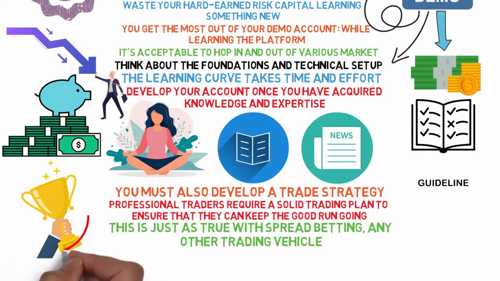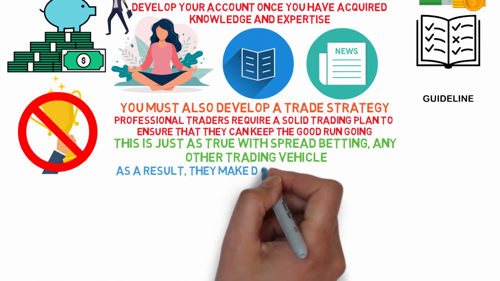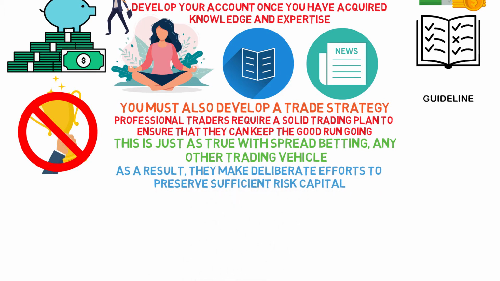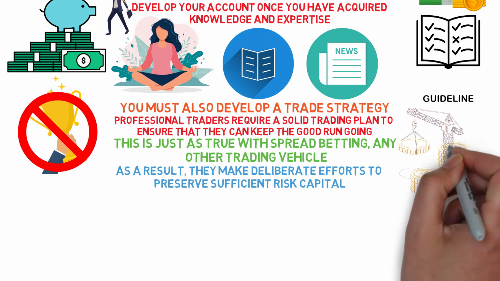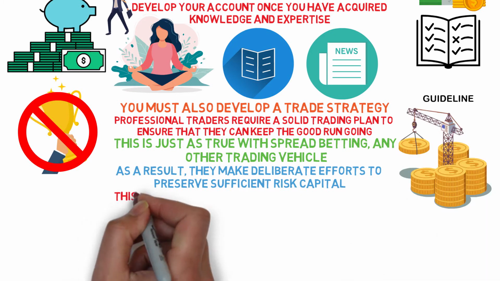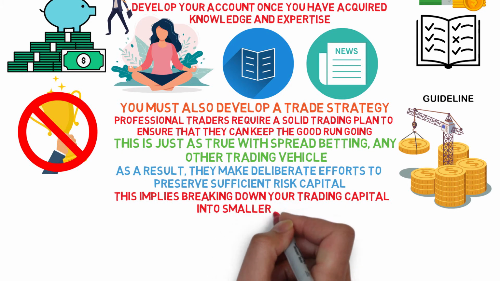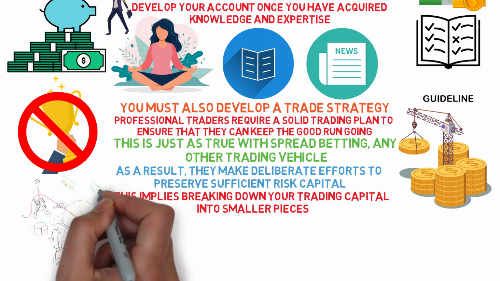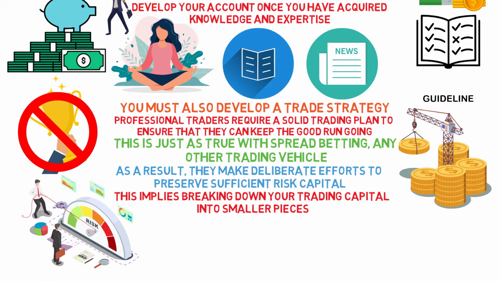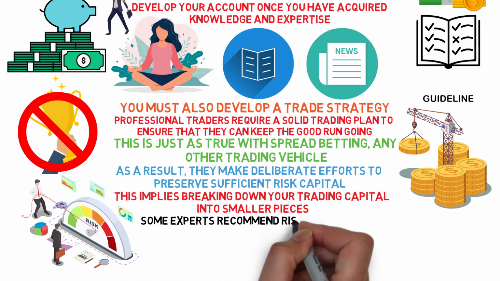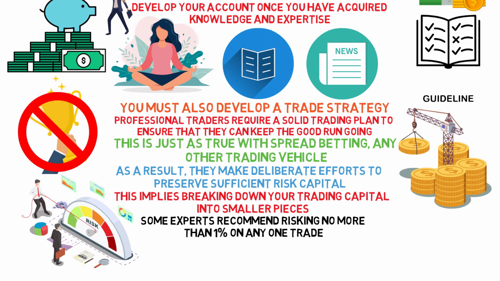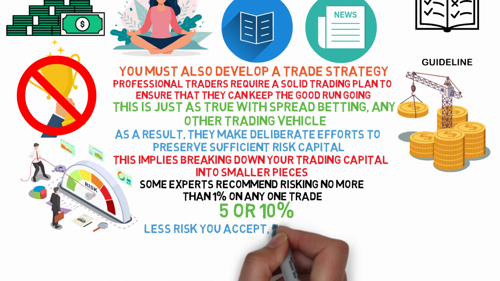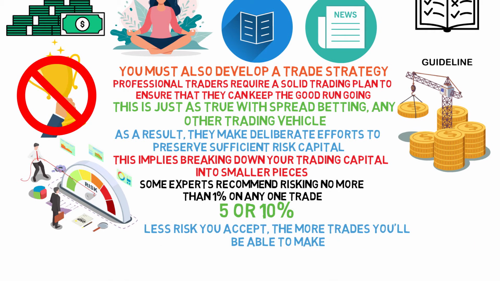Even if the world's best traders don't always win, they make deliberate efforts to preserve sufficient risk capital even after suffering a loss or series of losses. They do so through intentional money management. This implies breaking down your trading capital into smaller pieces. You only risk a portion of your funds on any one trade if you do this. It's up to you how you divvy up your risk money. Some experts recommend risking no more than 1% on any trade. Others say it's possible to go as high as 5 or 10%. Obviously, the less risk you accept, the more trades you'll be able to make.